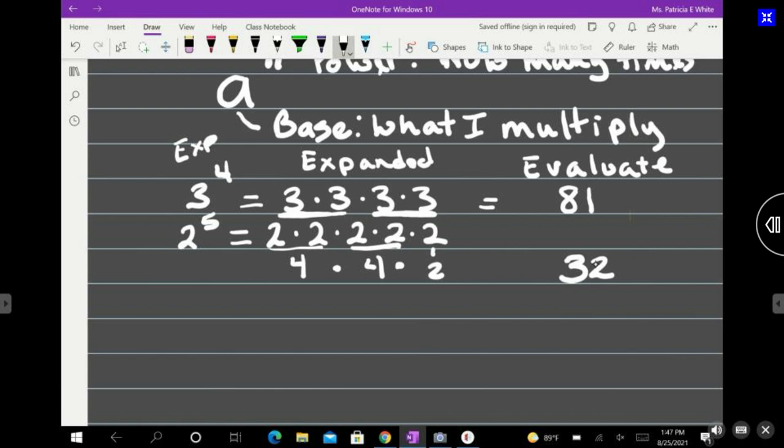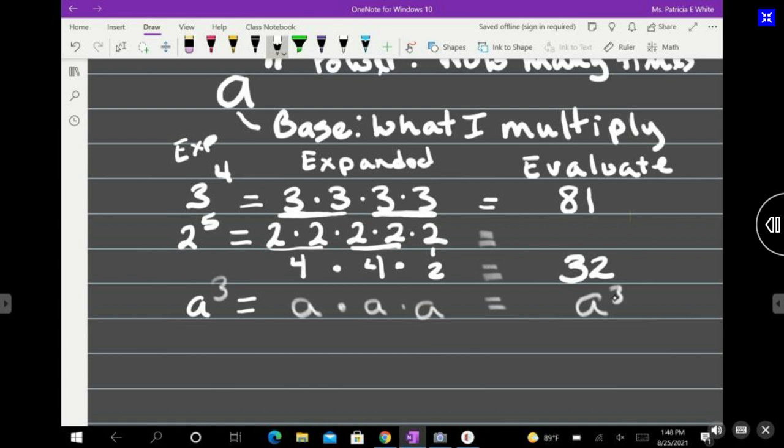Alright, what if I have a to the 5th power? Or let's say a to the 3rd power, expanded. Now if evaluate means do the math, then all I have is a variable. Do I know what a equals? No. So all I can do is put a over to the 3rd. It's a superscript. You've gotta make it small and up top.